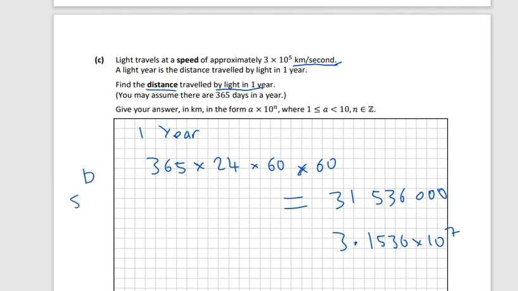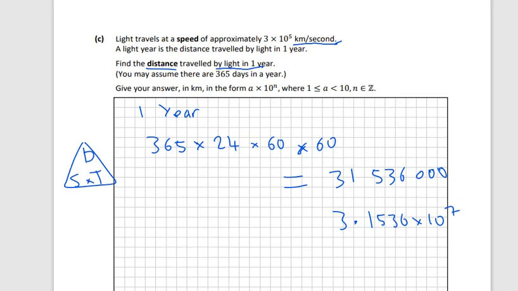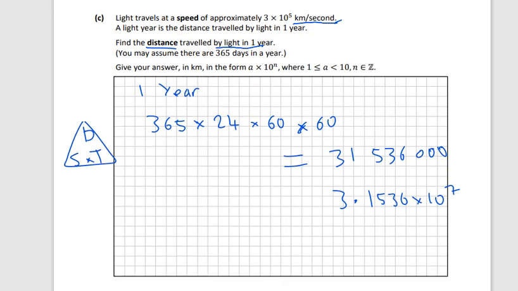Now we're finding the distance. It's a distance, speed, time question. So to get the distance, you do the speed multiplied by the time. Therefore, our speed, as it tells us at the top, is 3 times 10 to the power 5. We're going to multiply that by the time. And the time is 3.1536 times 10 to the power of 7 seconds, okay?